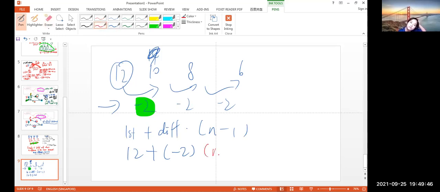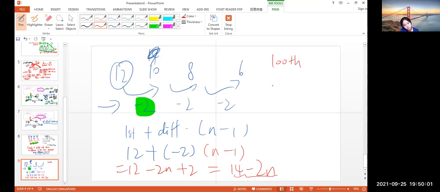So you will get n minus 1. Okay? You simplify it. So you get 14 minus 2n. So if they ask you for the 100th one, you just sub in the value. Okay, sub in. So 14 minus 2n, you sub in 100, right? Then it's minus something. Use your calculator, just get it. No need to do it. This is too easy to do.